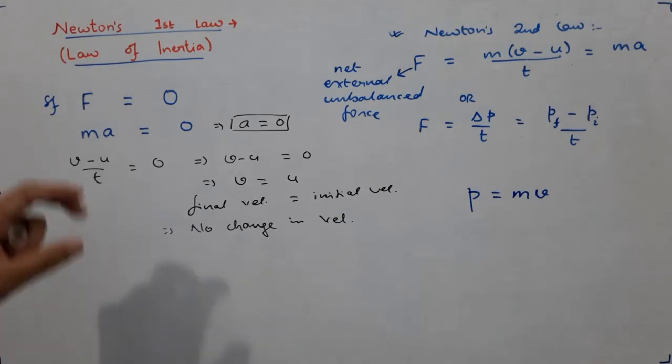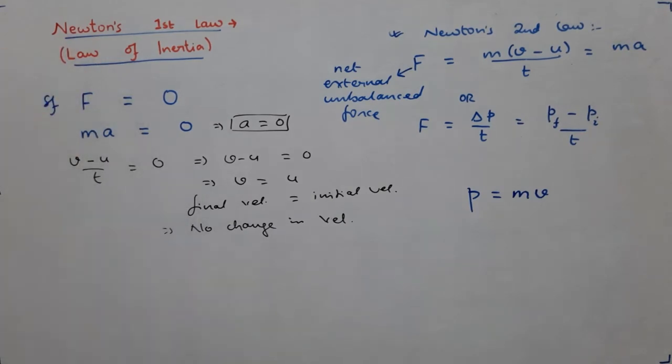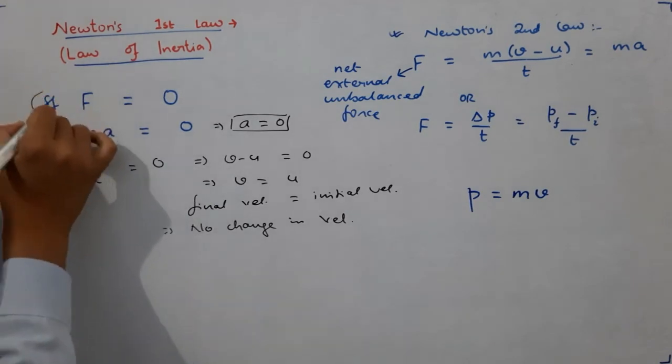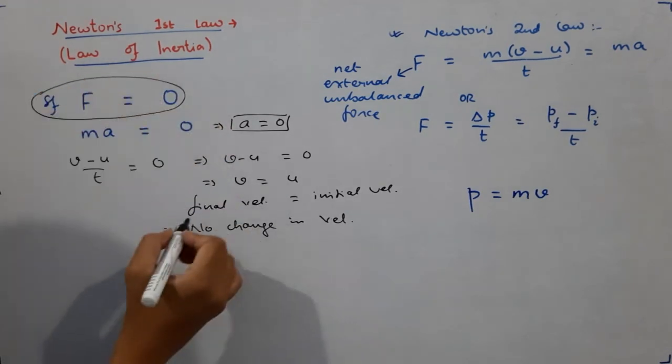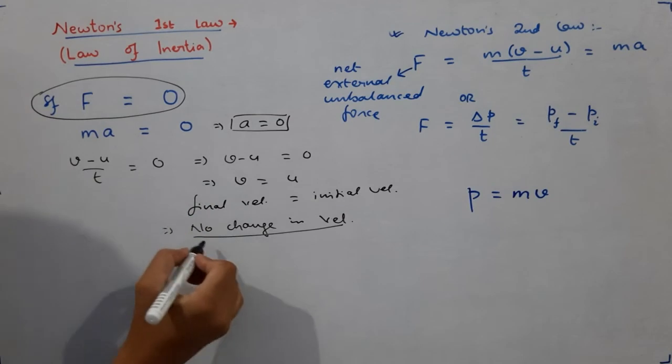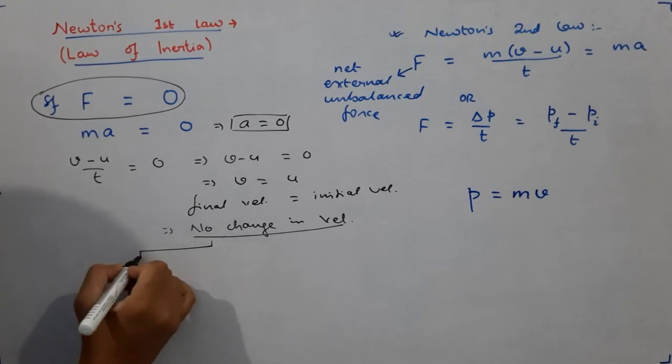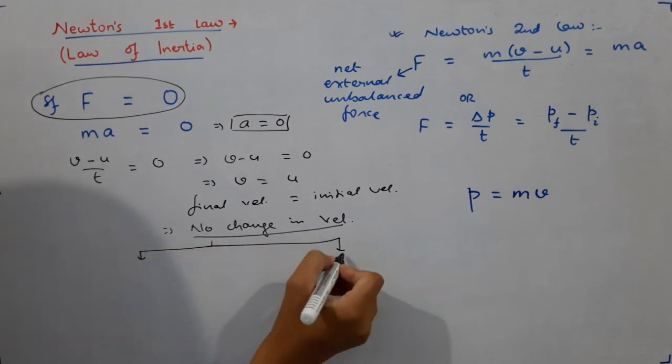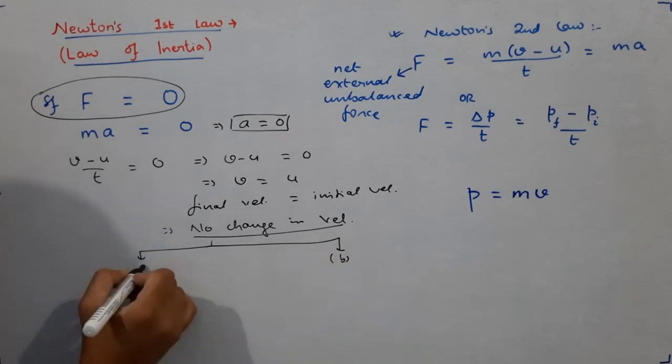This is the crux to understand Newton's first law, that if F is equal to 0, then there will be no change in velocity. Now this part we can divide into two subparts, part 1, part 2, or I'll write part A and B.